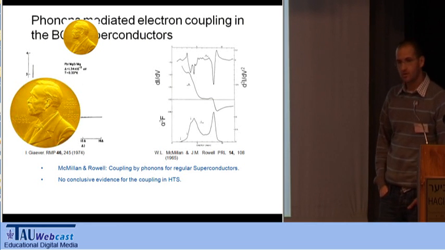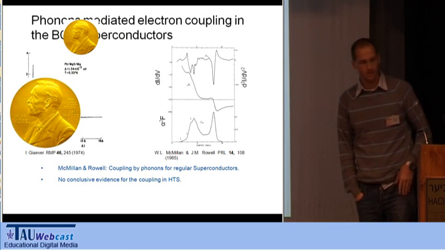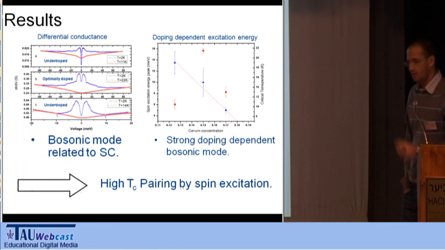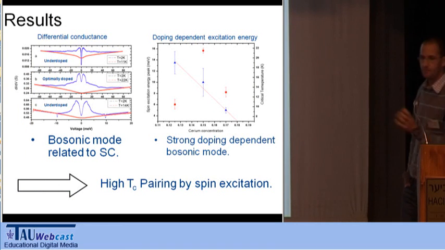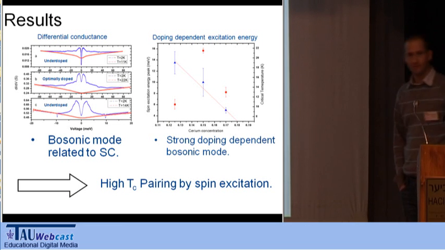About 25 years ago, high-temperature superconductors were found. And today, there is still no conclusive evidence for the coupling mechanism in these high-temperature superconductors. And we believe we found the answer.